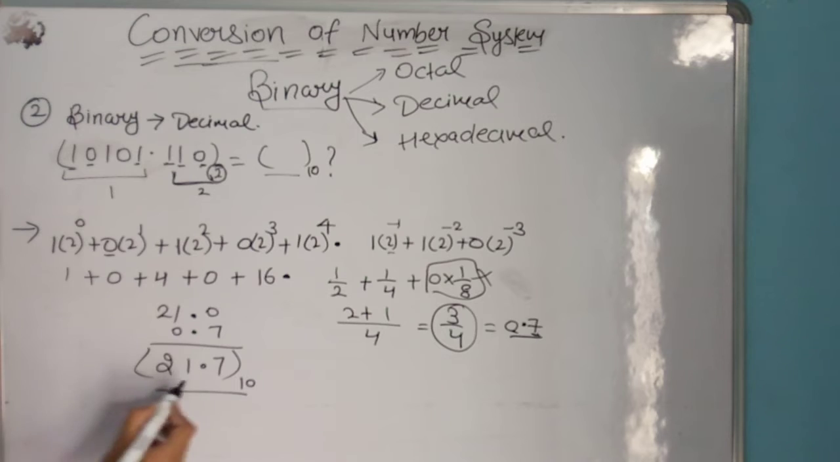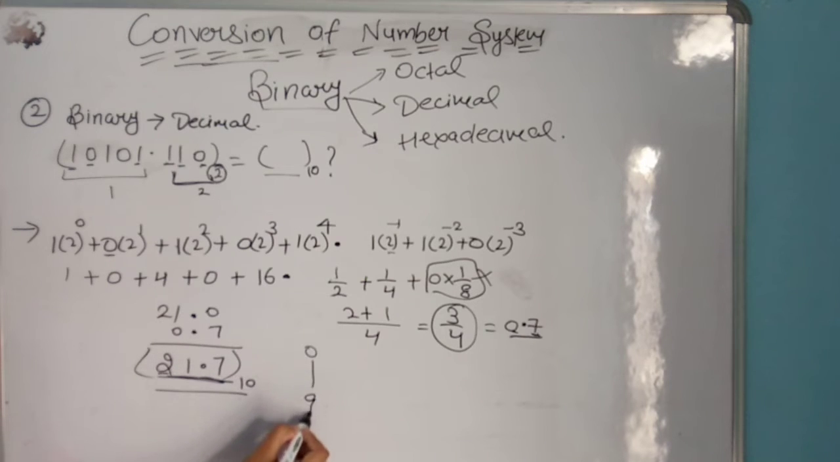Now we check the range of this number. All the digits in this number are between 0 to 9: 2, 1 and 7. So 21.7 is a decimal number, and write the base. This is the most important thing. This is the method, and next we move towards binary to hexadecimal conversion.